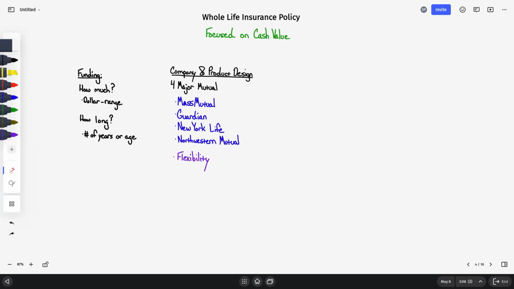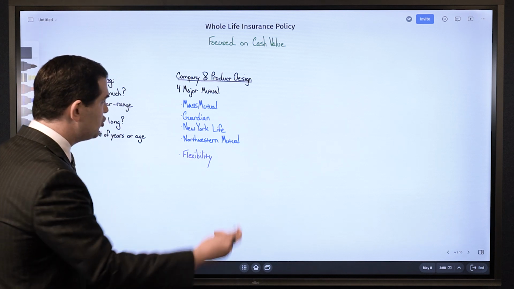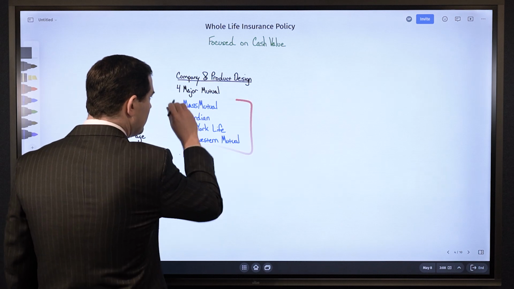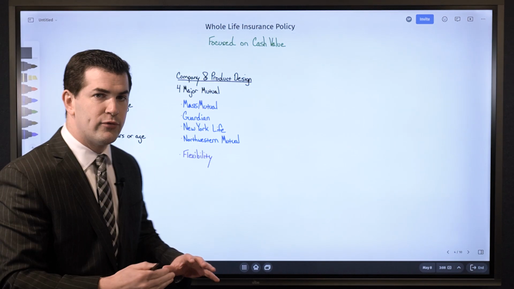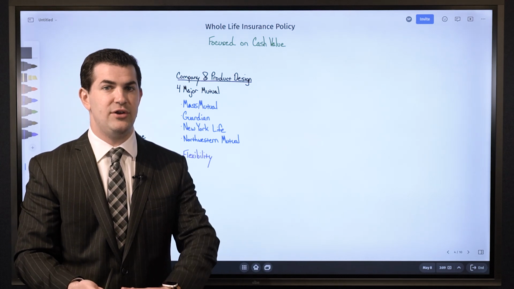Next, company and product design. So around company selection, there are a lot of life insurance companies out there. If cash value is your focus, what we have seen to be true is that your four major mutual companies have a track record of delivering the strongest overall cash values and death benefits, for that matter, to policyholders.